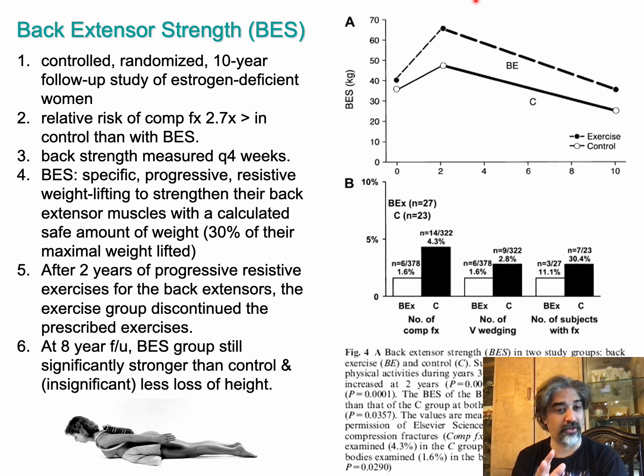So not that much. And after 2 years of progressive resistive exercises for back extensors, the exercise group stopped the prescribed exercises. So 3 years after starting, they stopped the exercises. They kept increasing back extension strength. And what ended up happening was that at 8-year follow-up, that group still significantly was stronger than the control and had insignificant less loss of height, but still less loss of height. So the dose they took maintained benefit even if it didn't keep increasing.